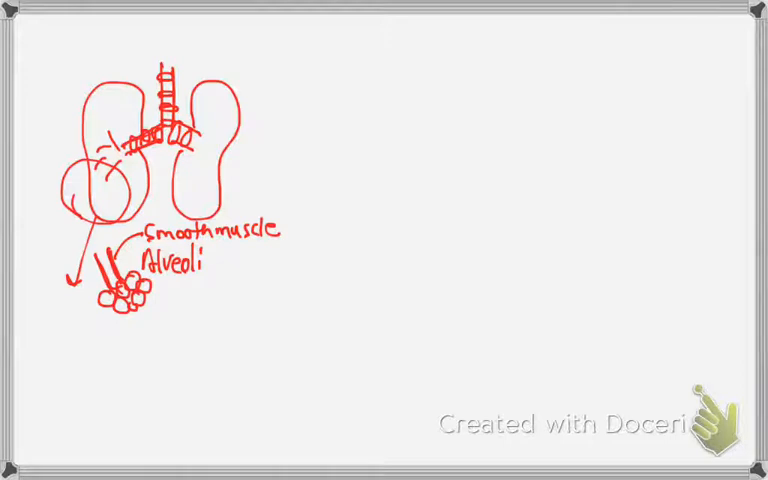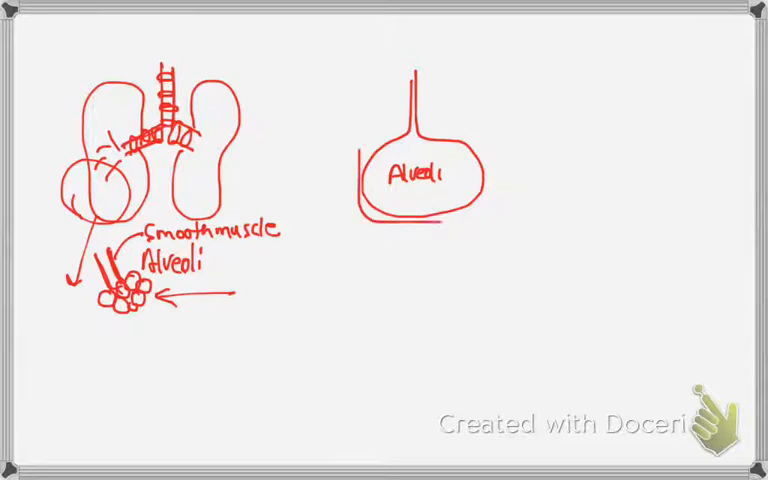So the gas exchange is actually happening at the alveoli level. And if I draw an alveolus, around the alveolus is a network of blood capillaries.